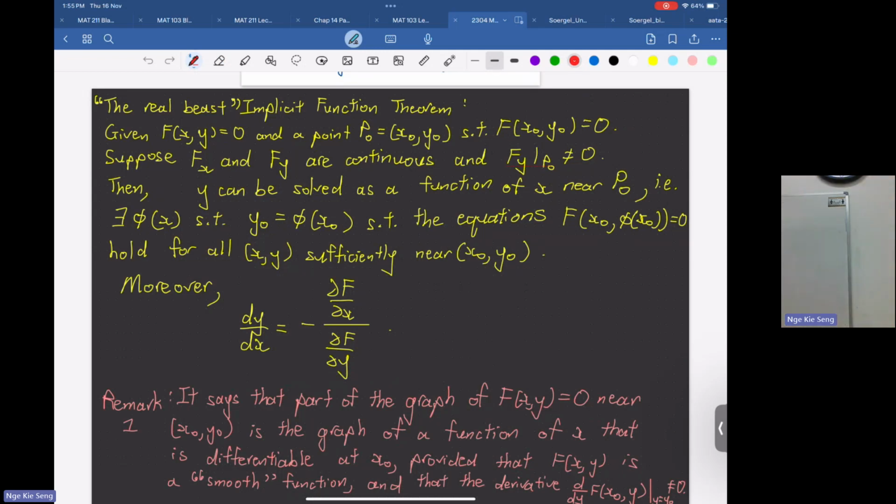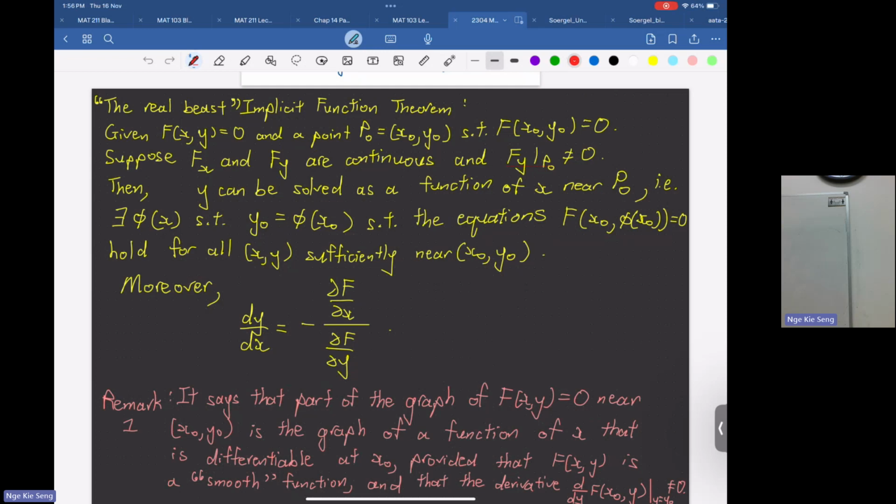You have to start from a curve or surface f(x,y) equals 0, and fix a point first, such that the point satisfies f(x0,y0) equals 0. What does it mean? This means that this point is lying on the curve. It satisfies the curve equation, or the surface equation. Then suppose fx and fy are continuous, and the derivative with respect to y is non-zero. This is very important because we want to solve y in terms of x.